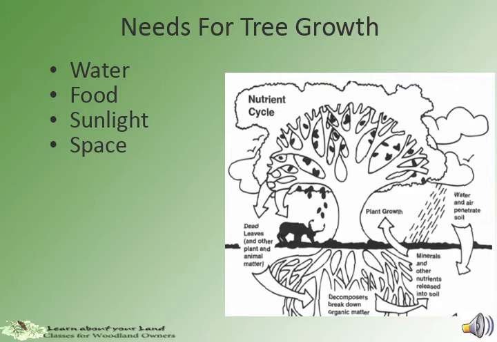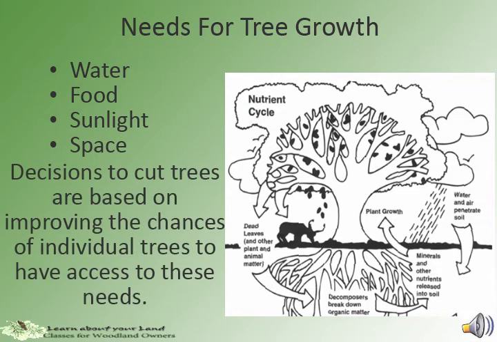Trees have 4 requirements for growth and survival: water, food, sunlight, and space. Too much competition for any of these 4 results in slower growth, poor health, or even death. Cutting trees is one way to improve access to these requirements for the remaining trees.